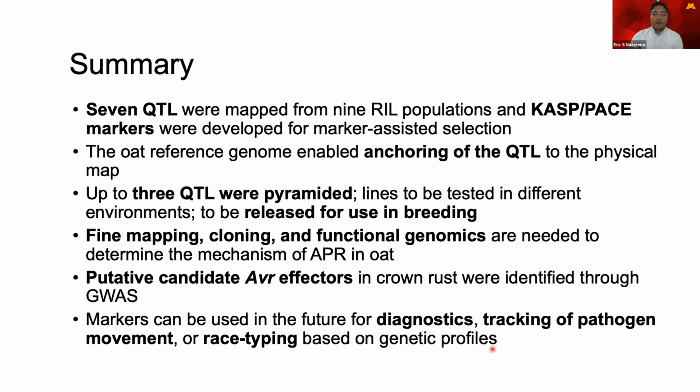on genetic profiles. So oat crown rust may be the worst or the ugliest disease of oat, but with all these recent advancements, together with the advancements of the other scientists all over the world, maybe we can make it not as bad of a disease in the future.